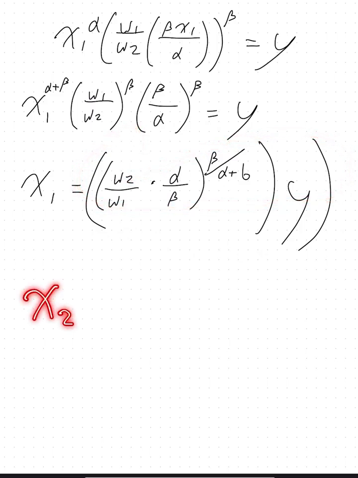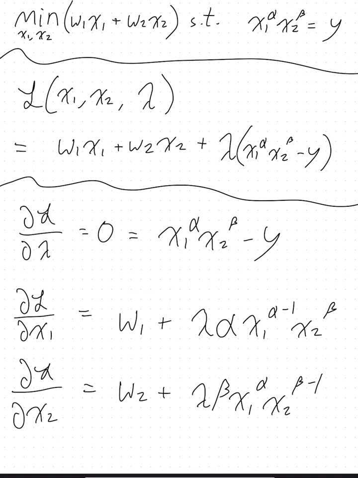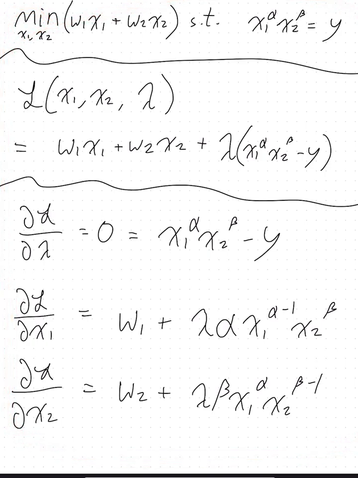Use that to figure out what x2 has to be, and then you see if that actually is a minimum. And that's how you would proceed with this Lagrangian. This part is really the meat and potatoes here. Once you get these, it's just algebra until the end. Hope that helps.